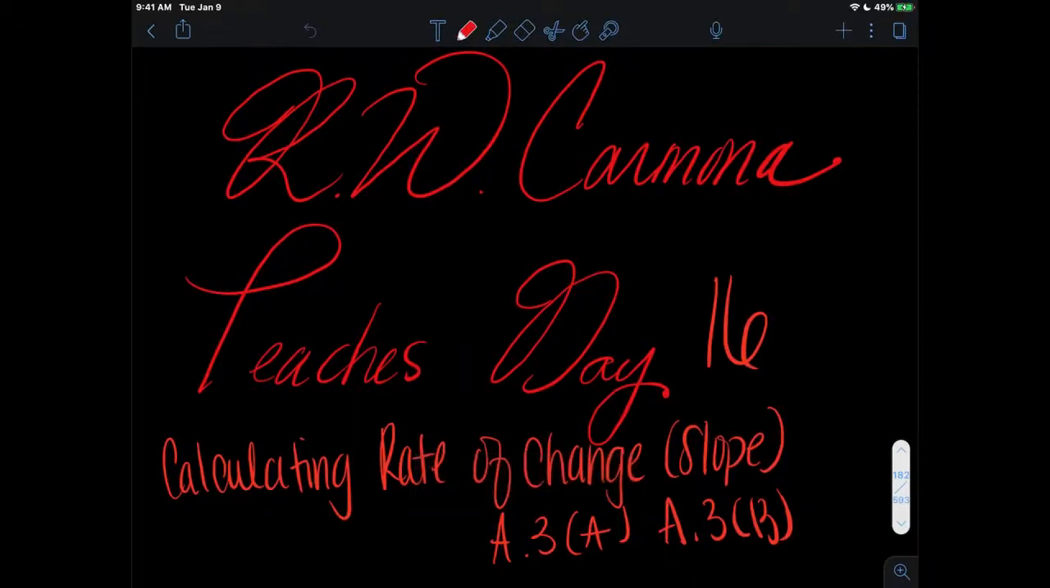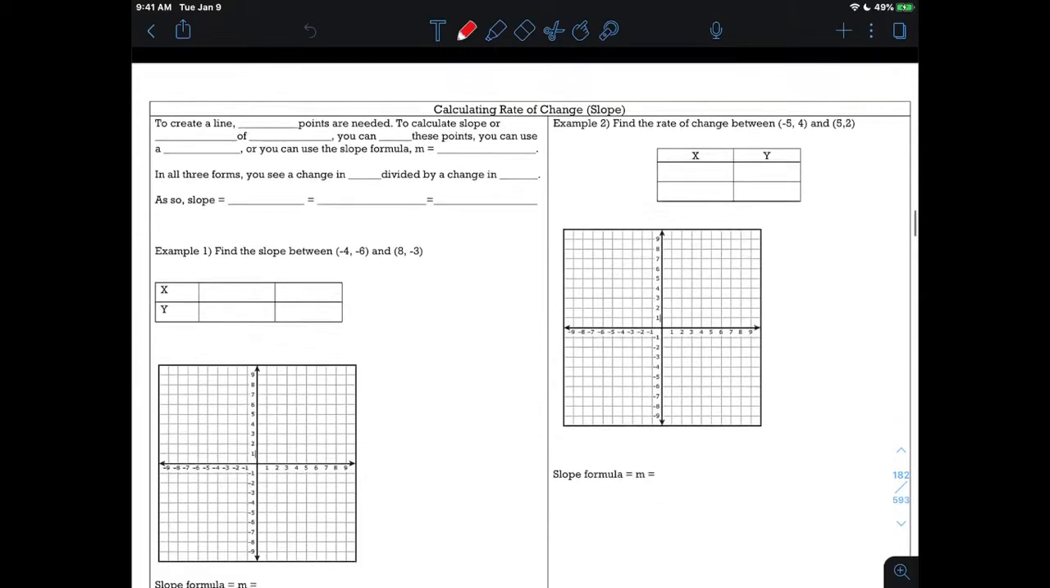Day 16 of Algebra I, calculating rate of change, also known as slope. So rate of change is just a fancy way of saying what is the slope. Luckily for us, lines only have one slope. It never changes. It's always exactly the same. So let's go ahead and jump into the notes.